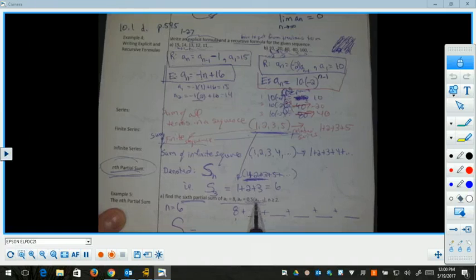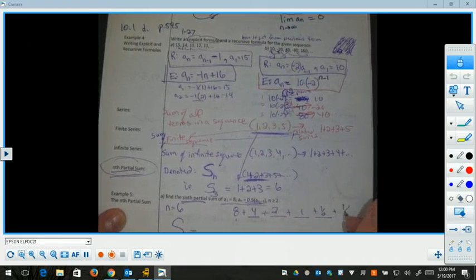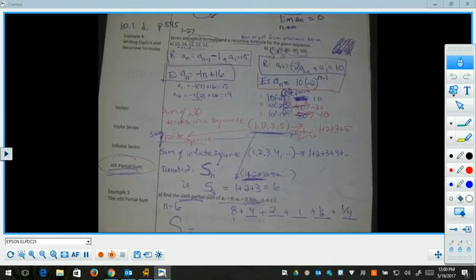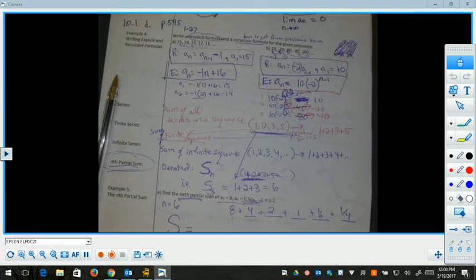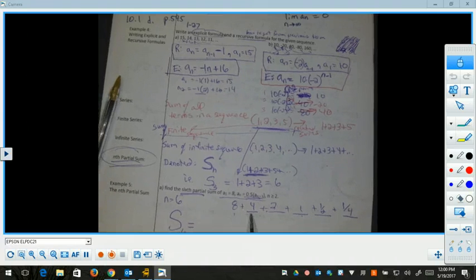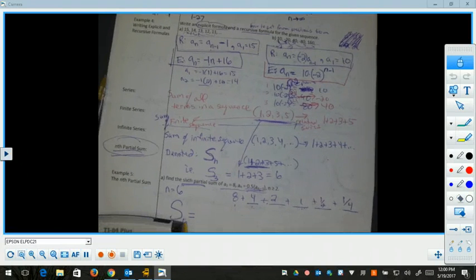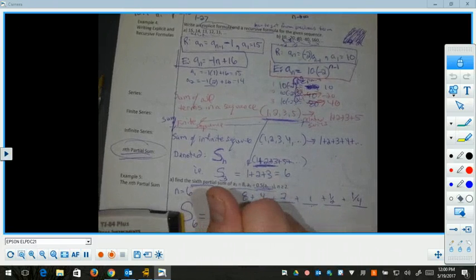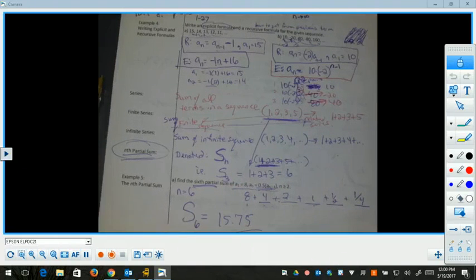So what this says is to do half of the previous term. So I'm going to do half of 8, half of 4, half of 2, half of 1, half of 1/2. And I'm going to add those up. That's going to give me 10, 11.75. Oh, wait a second. I feel like I did something wrong. Is that all 6 terms? This is 8 plus 4. I added wrong. Sorry. This is 12, 13, 14, 15.75. 15.75 would be the partial sum.